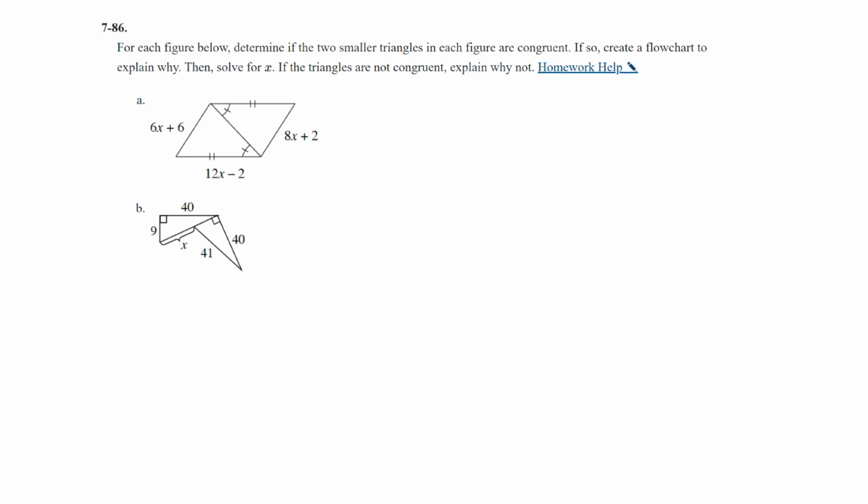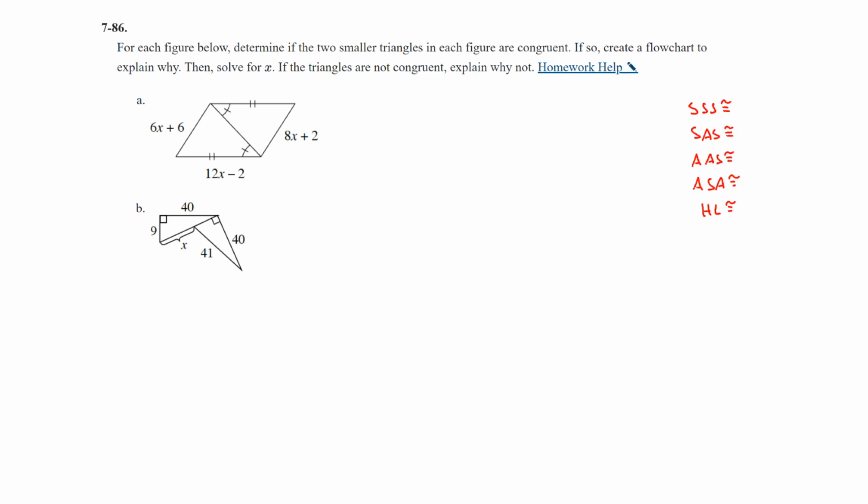Remember the 5 different ways that we can prove triangle congruency. We have side, side, side congruency. We have side, angle, side congruency. Angle, angle, side congruency. Angle, side, angle congruency. And then if it's a right triangle, we have hypotenuse, leg congruency. So those are the 5 that we know we can prove that triangles are congruent.